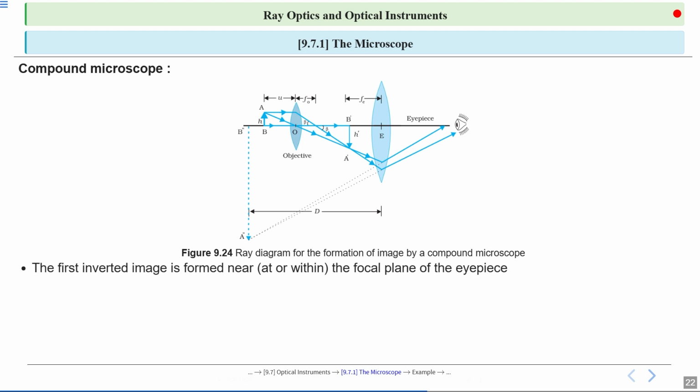The first key point is that the initial image formed by the objective lens is inverted and located near the focal plane of the eyepiece. This positioning is essential for the eyepiece to further magnify the image. Remember, the focal plane is where light rays converge to form a clear image.